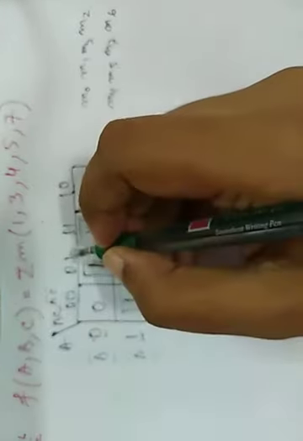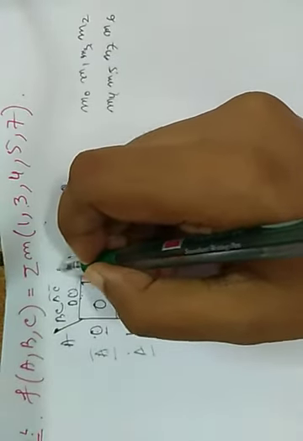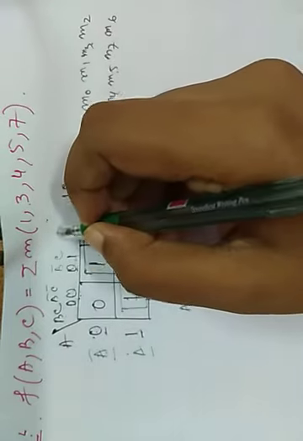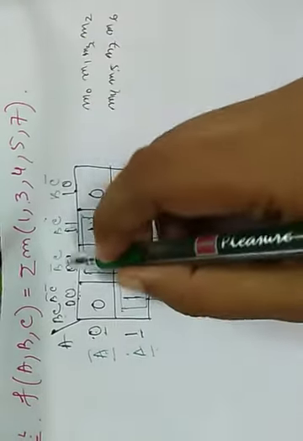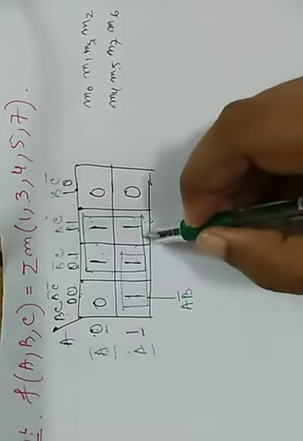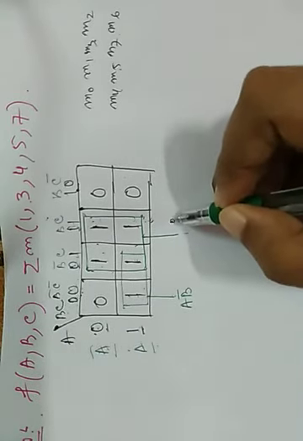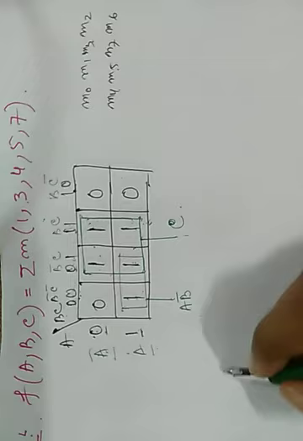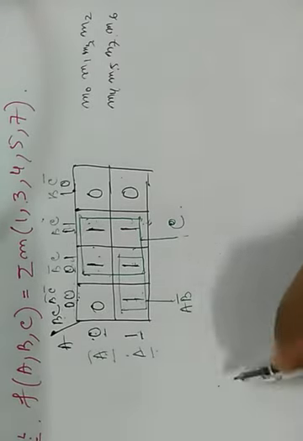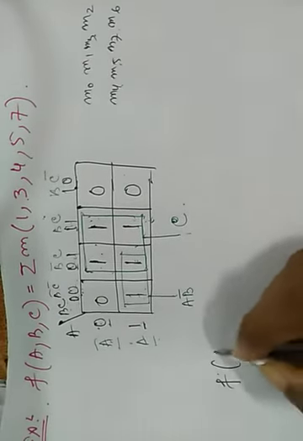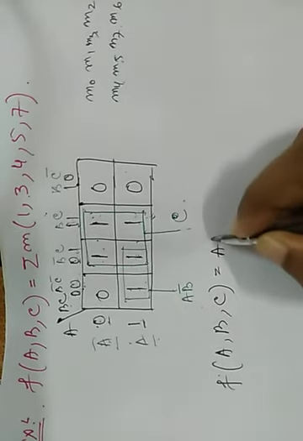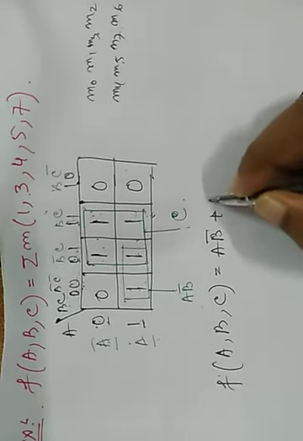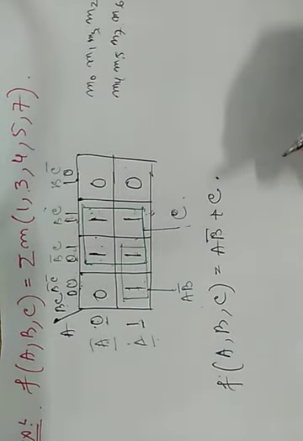Second term means C, C means it is B bar C, it is B C, it is B C bar. So which one is common? C is common. So for this value we have to take C. So our min term expression is F(A, B, C) equals A bar B bar plus C.